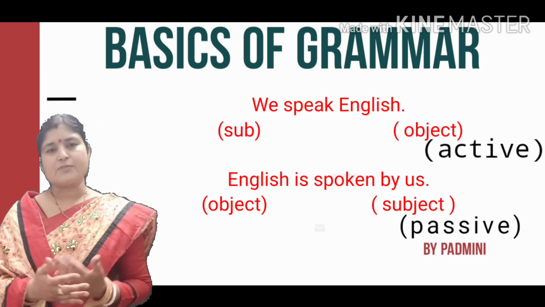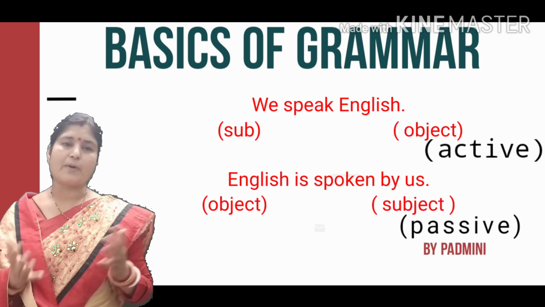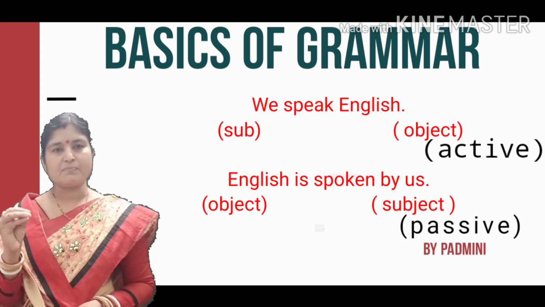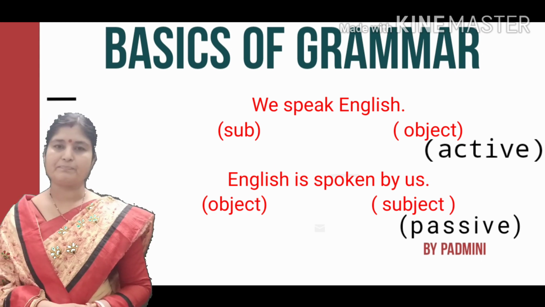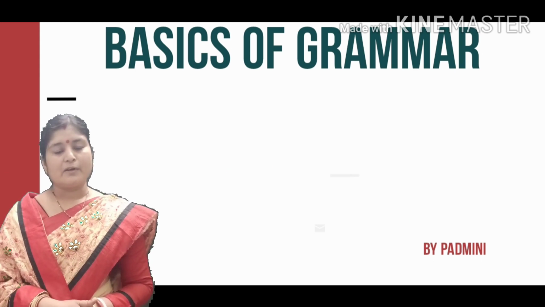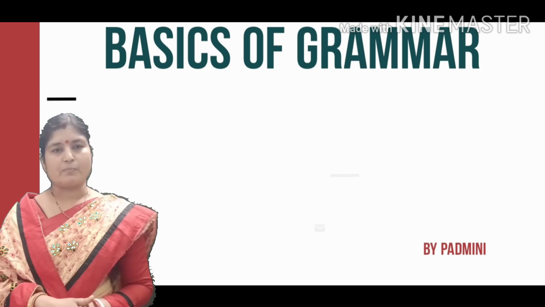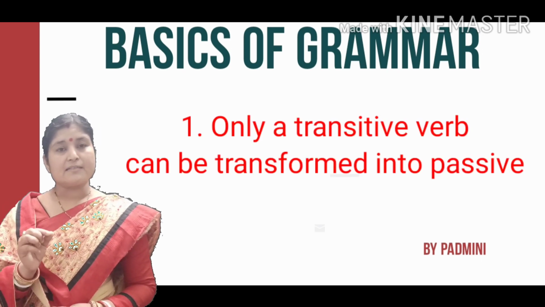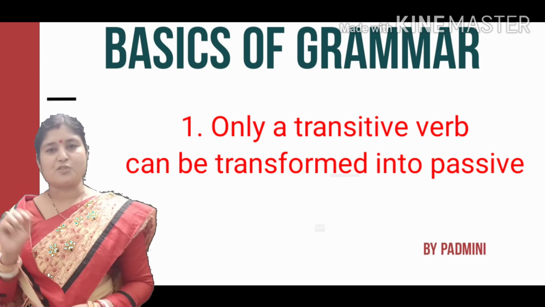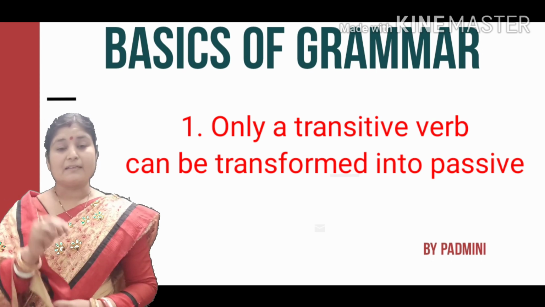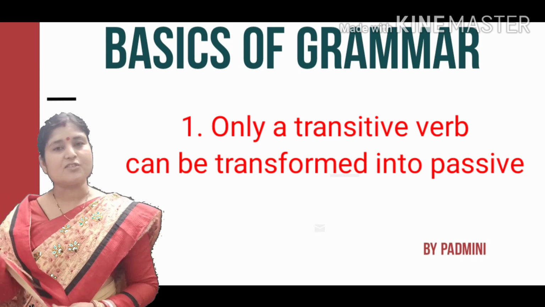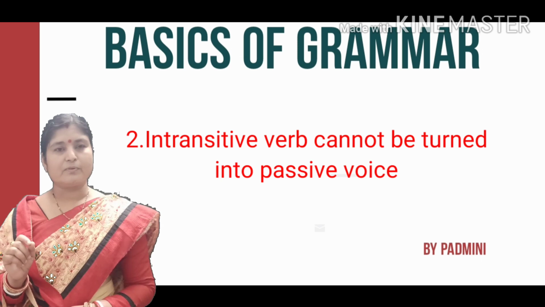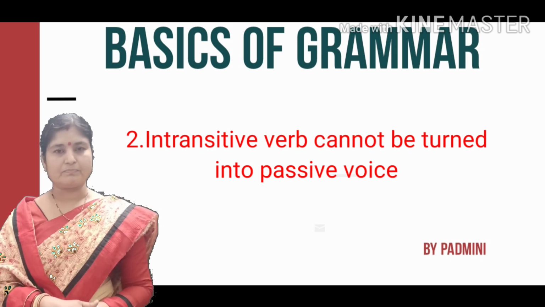So when we transfer from active to passive voice or passive to active voice, we must bear some things in our mind. When we transfer from active to passive voice, the first criterion is that the sentence must have an object, which means the verb must be a transitive verb. Second, an intransitive verb we cannot change into passive form.